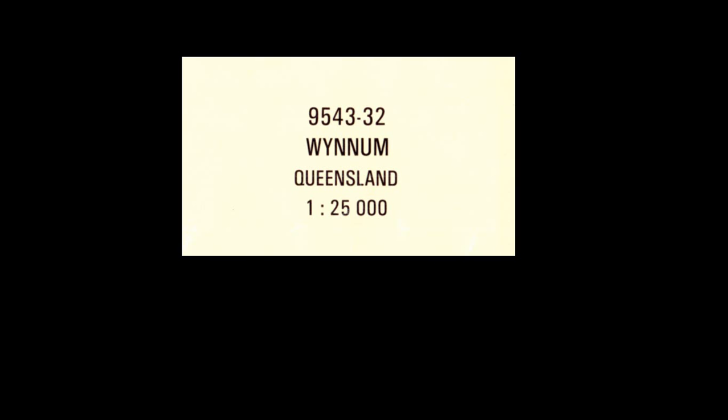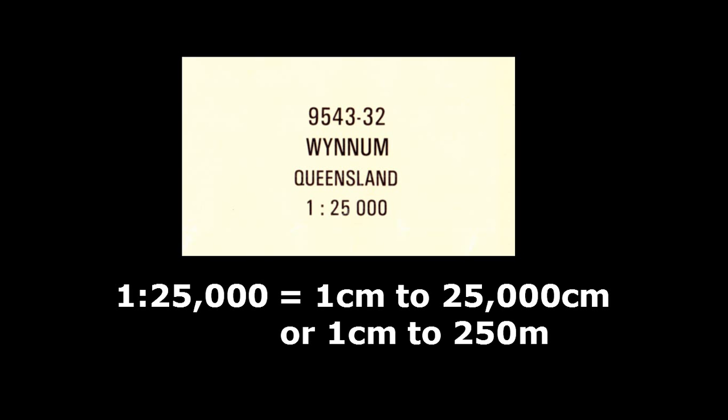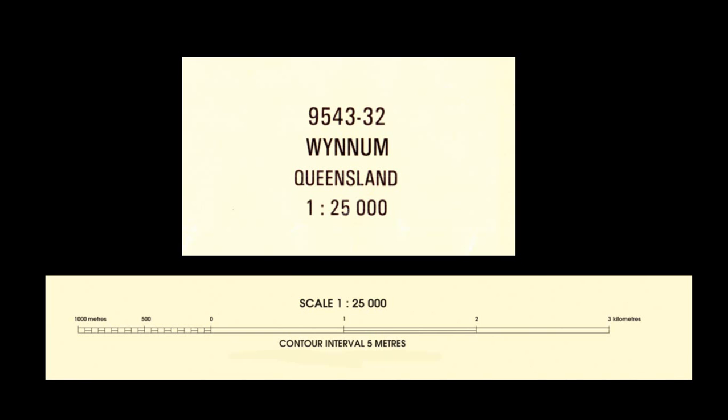Maps are drawn to scale. In this case, the scale is 1 in 25,000. That means 1 centimetre on the map is the same as 25,000 centimetres, or 250 metres, on the ground. You can measure distances on the map by using the scale, usually located at the bottom of the map.